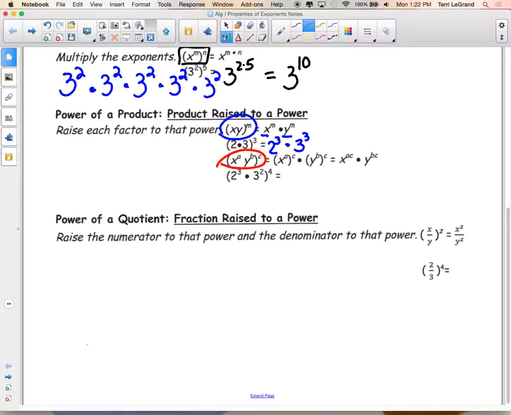X to the a, y to the b power. Is that a product? Anybody see an addition sign? No. Anybody see a subtraction sign? No. Anybody see a fraction bar? No. Well, then I think it's a multiplication problem. Okay, thanks. So what are the factors?